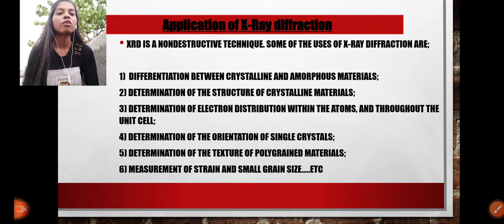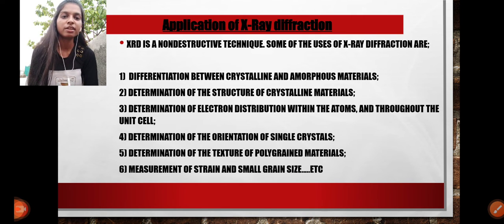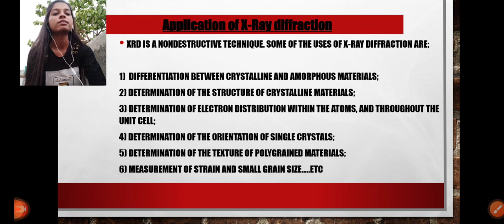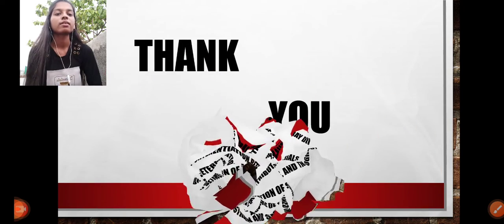Second is the application of X-ray diffraction. There are various applications of X-ray diffraction. First is the differentiation between crystalline and amorphous material, then determination of the structure of a crystalline material, determination of electron distribution within the atoms and throughout the unit cell, determination of orientation of a single crystal, determination of texture of a polycrystalline material, and measurement of the strain and small grain size. Thank you.